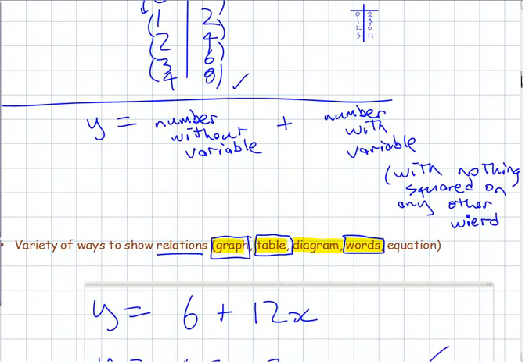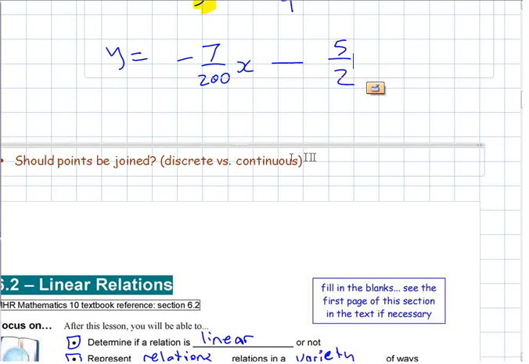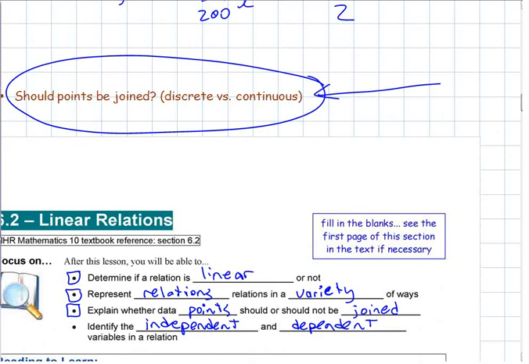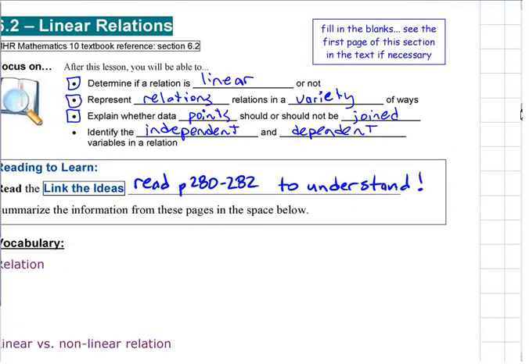The only thing I didn't talk to you about that was on my list here was whether the points should be joined or not. Continuous, discrete versus continuous. You are going to find that out from the book pretty easily. I will talk to you about that after lunch. For now, I want you to get started on working with this.